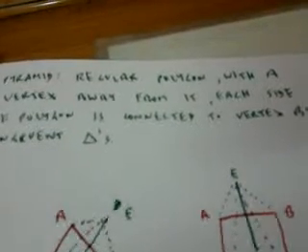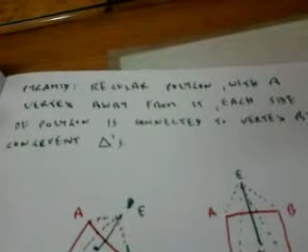Now let us see what a pyramid is. A pyramid is a regular polygon with a vertex away from it. Each side of the polygon is connected to the vertex by a congruent triangle. I repeat, a pyramid is a regular polygon with a vertex away from it, and each side of the polygon is connected to the vertex by a congruent triangle.